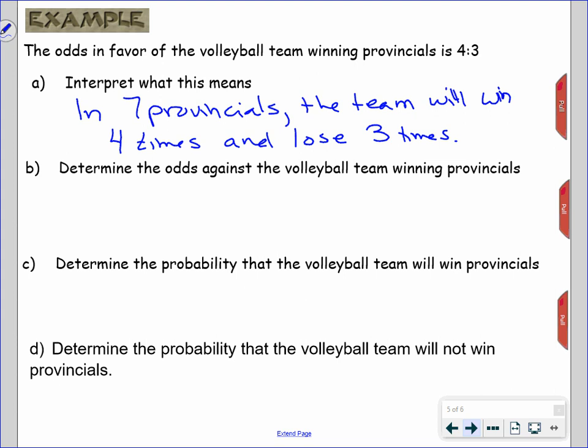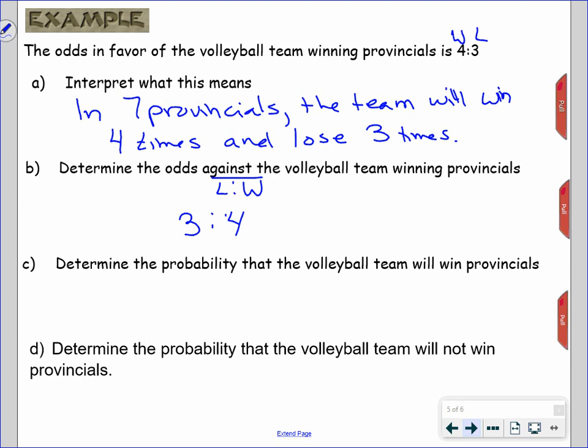So determine the odds against the volleyball team winning provincials. So the odds in favor show this is the wins to the losses. So if we're determining the odds against, we want to compare the losses to the wins. So we're just going to reverse what was shown in the question. So there are 3 chances of losing, compared to 4 chances of winning. So 3-4.